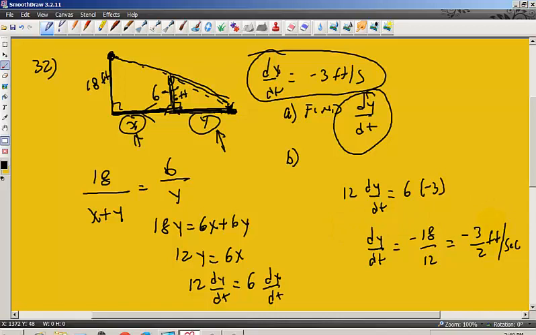Okay. As you can see, this is an easy problem. But if you've never seen it before, would you know how to set it up? Always keep in mind the proportionality of the right triangles. They do show up.